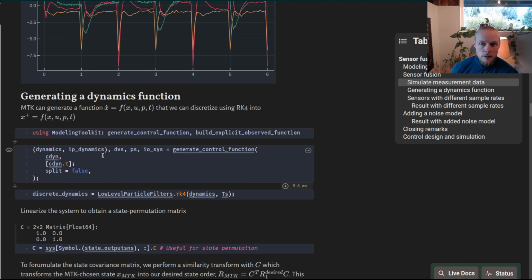And then to make use of this in the state estimator, I need to discretize it. So this is a continuous time ODE. By discretizing it, I get a discrete time system. So this takes the current state and gives me the next state, the state at the next sample time. And I do that using the RK4, Runge-Kutta-4 method here in this case.